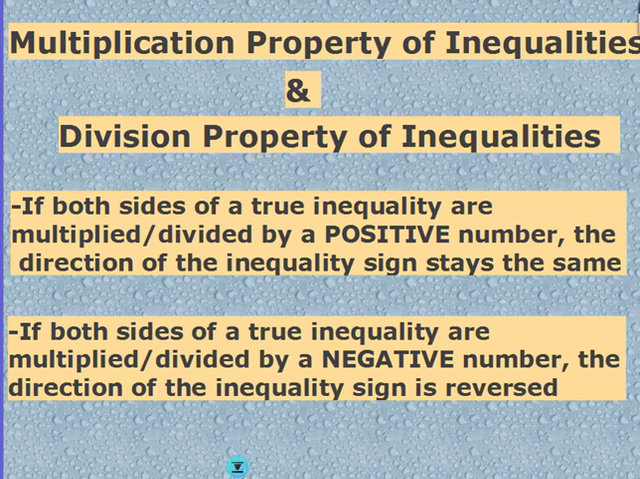Now for multiplication and division, there's one special case we need to be careful with. If both sides of a true inequality are multiplied or divided by a positive number, the direction of the inequality sign stays the same. If both sides of a true inequality are multiplied or divided by a negative number, the direction of the inequality sign is reversed. So we know we have to flip the sign if we multiply or divide by a negative number.